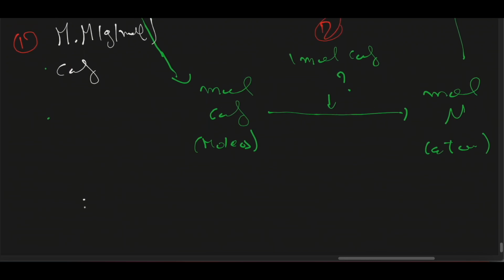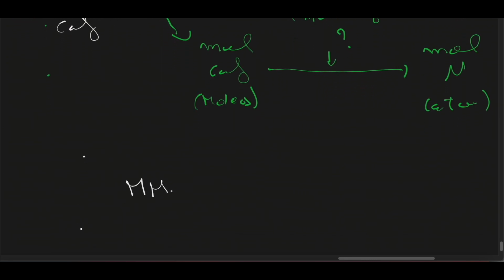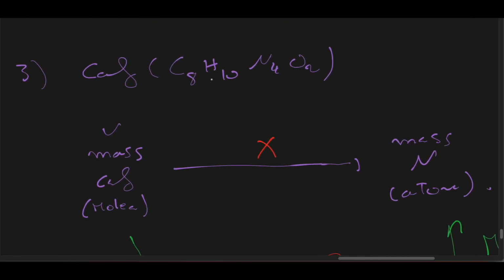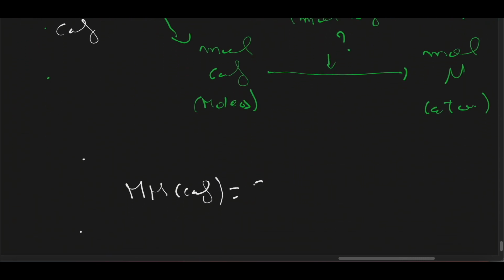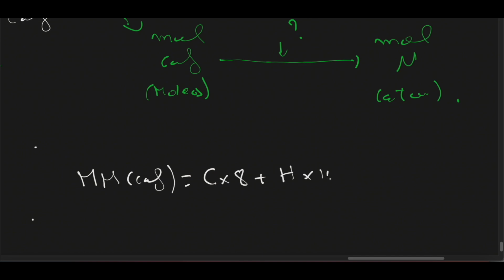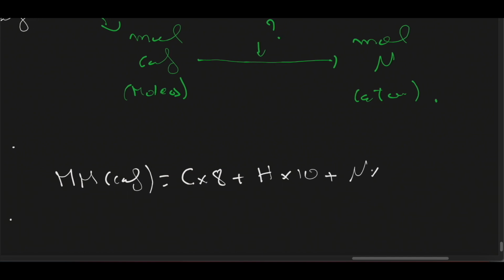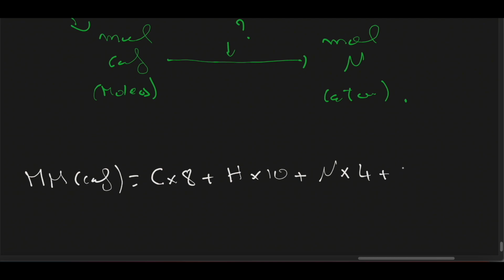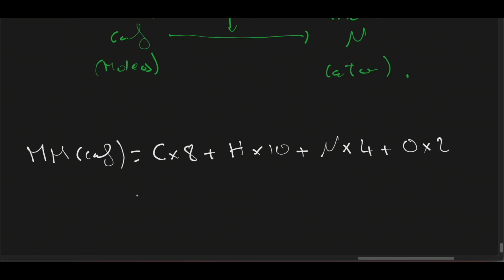We start with the molar mass of caffeine. The molar mass of caffeine is calculated from its chemical formula. So we have the molar mass of carbon times 8, plus the molar mass of H times 10, plus the molar mass of nitrogen times 4, plus the molar mass of oxygen times 2. We can get the values from the periodic table, and the molar mass of caffeine is 194.19 gram per mole.